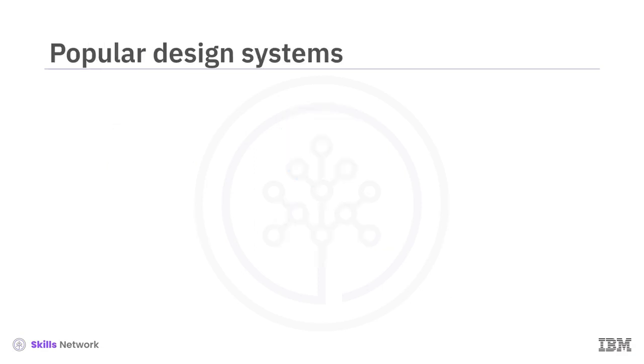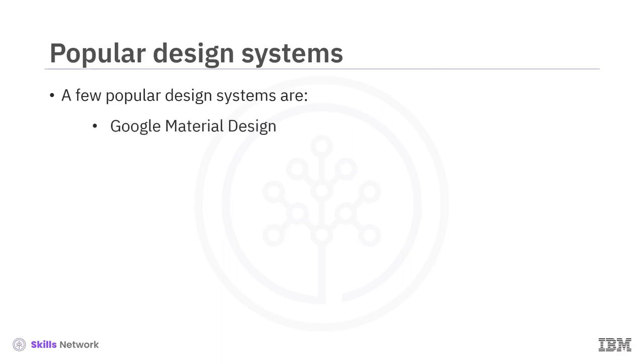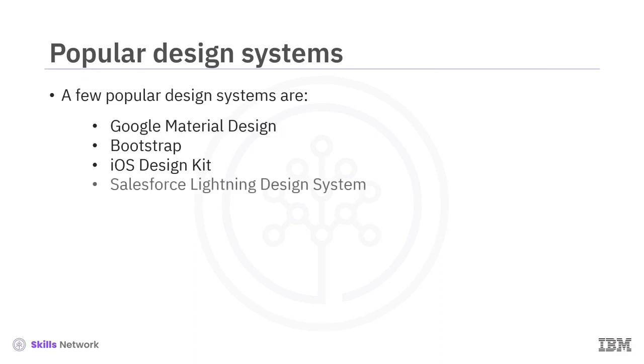Let's look at some popular design systems available as public libraries in Figma. They contain pre-designed UI components, styles, and assets that you can use in your design projects. A few popular design systems are Google Material Design, Bootstrap, iOS Design Kit, Salesforce Lightning Design System, Fluent Design. Let's discuss each one in detail.